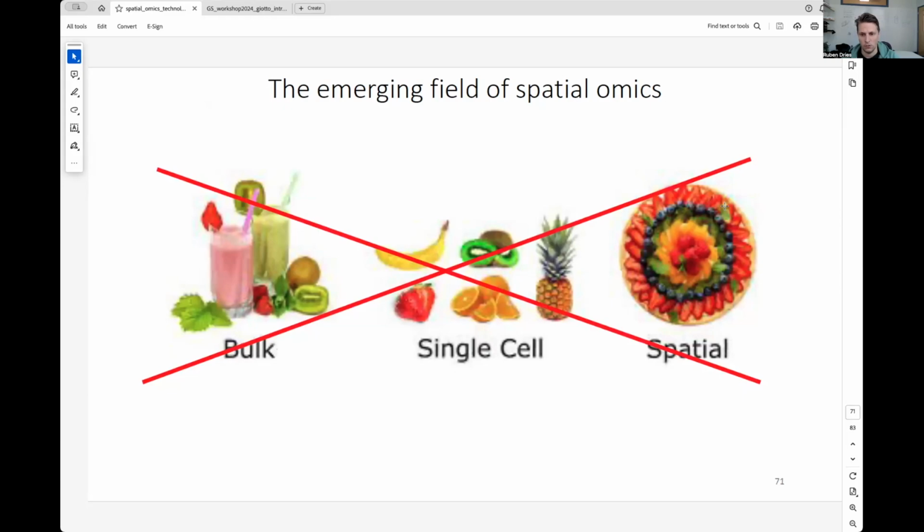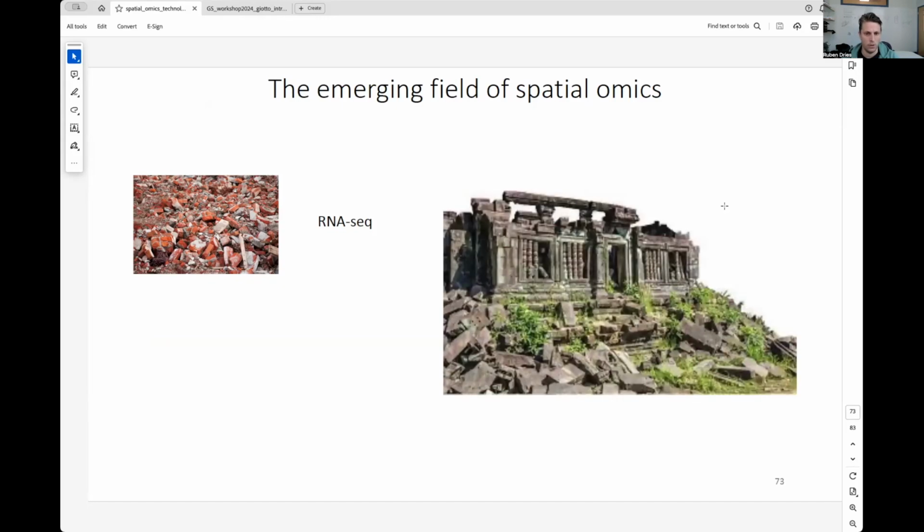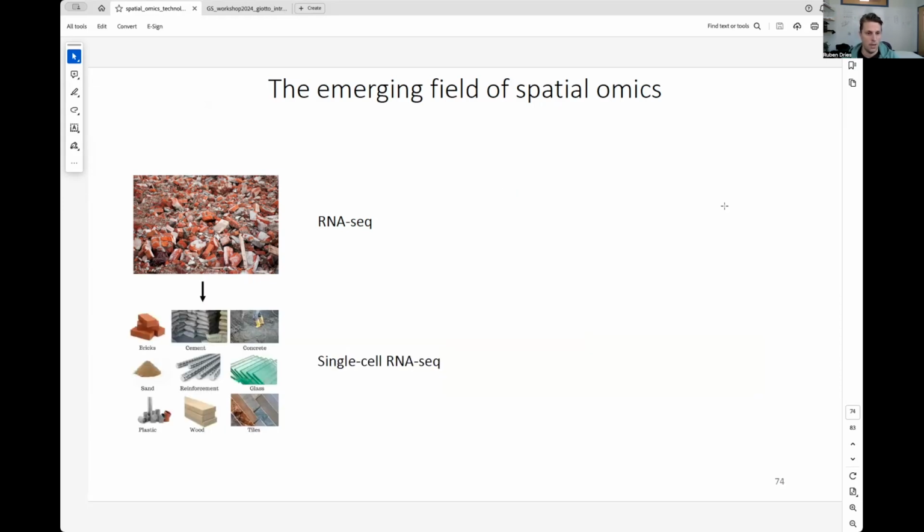But I don't really like this representation. I just want to show you why spatial is so much more than just what they showed here. It's like RNA-seq, and I think you can envision that as looking at the ruins of old civilizations, and it's really helpful. We have learned a lot about the Greeks and the Romans, but if we really want to know how a building is organized, we need to look at the individual constituents.